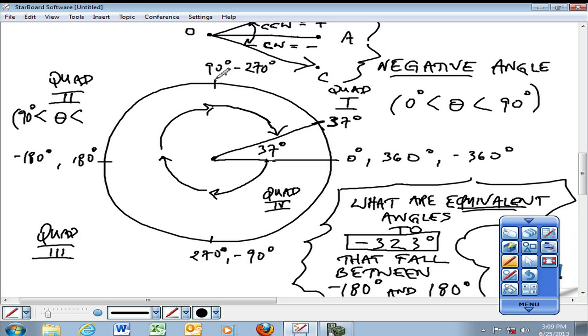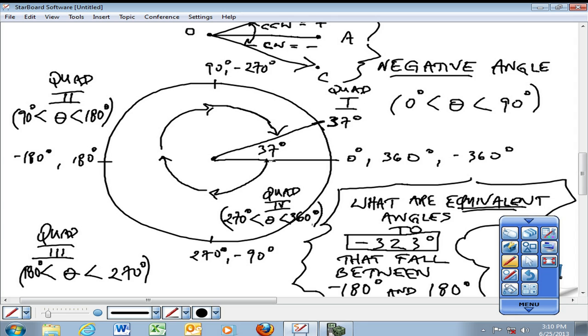So it can't be 90. It can be greater, though. It could be 90.1. Now you're in quadrant 2. And then of course, less than 180. In quadrant 3, there's your theta, it can be greater than 180, less than 270. It can't be equal to 270, it can be just a hair less, somewhere in that range between 180 and 270. And last but not least, in quadrant 4, it's greater than 270 but less than 360. So that's your quadrant 4 range.